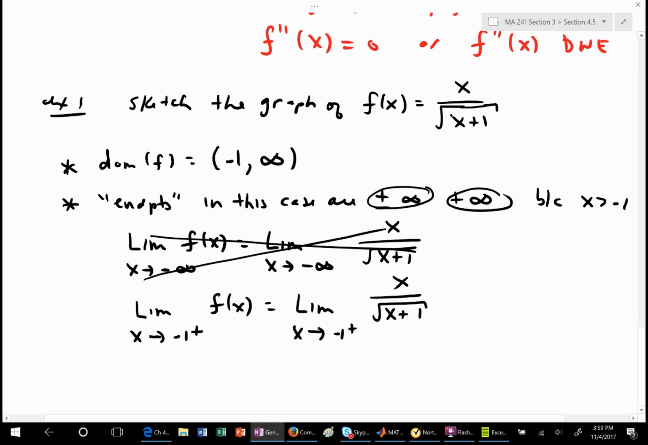Okay, so what's happening here? How do I evaluate this? I have an infinite limit, right? What is that infinite limit?